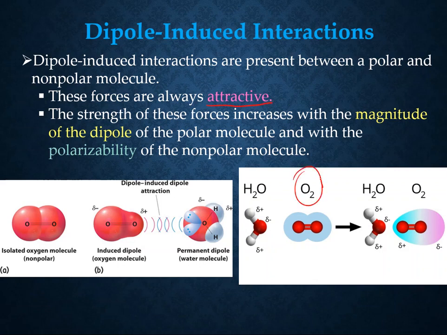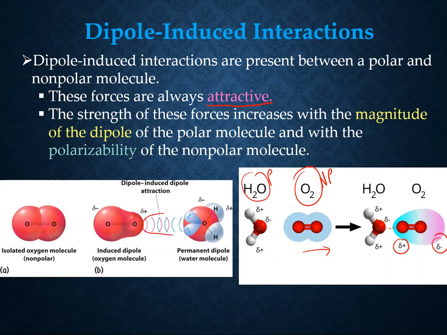You can see oxygen here, which is nonpolar, and then water, of course, which is polar. So the water is going to induce the dipole in the oxygen. The cloud's going to shift over, and you get the partial negative on one side and the partial positive on the other, and now you have an attractive force between them. This is the polar molecule inducing the dipole in the nonpolar molecule.